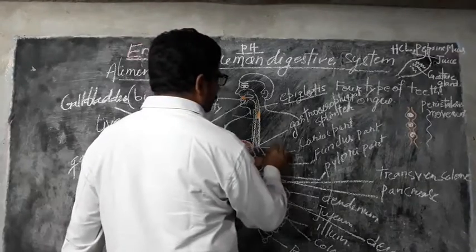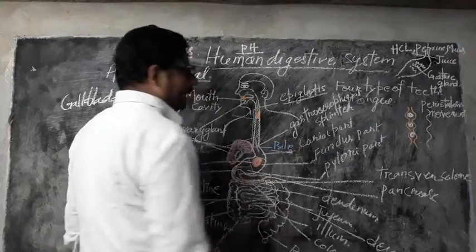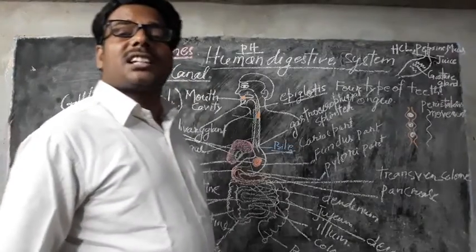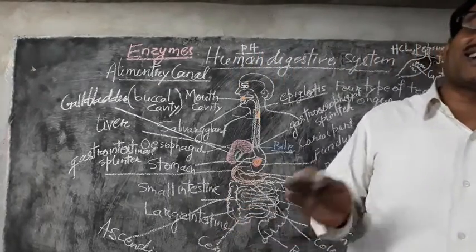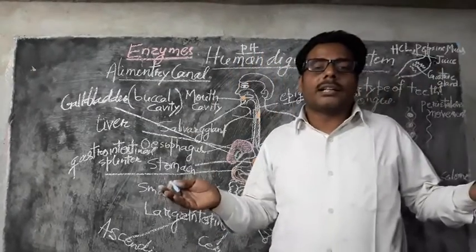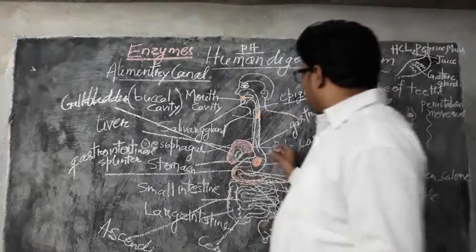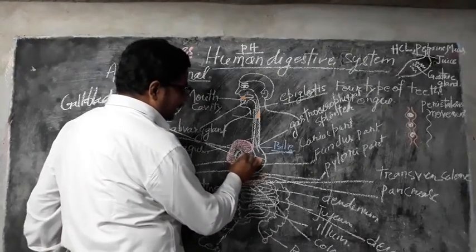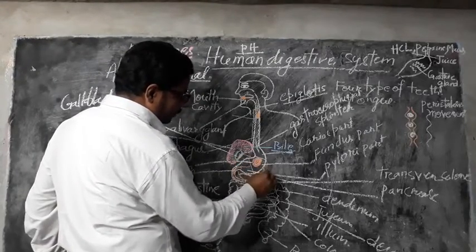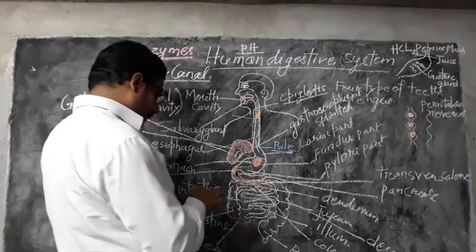Liver secretes a juice known as bile juice. This bile juice helps in the emulsification of fat. But how does it reach the site of digestion? It goes to the site of digestion with the help of a bile duct, which is known as the common bile duct. Why is it known as common bile duct?